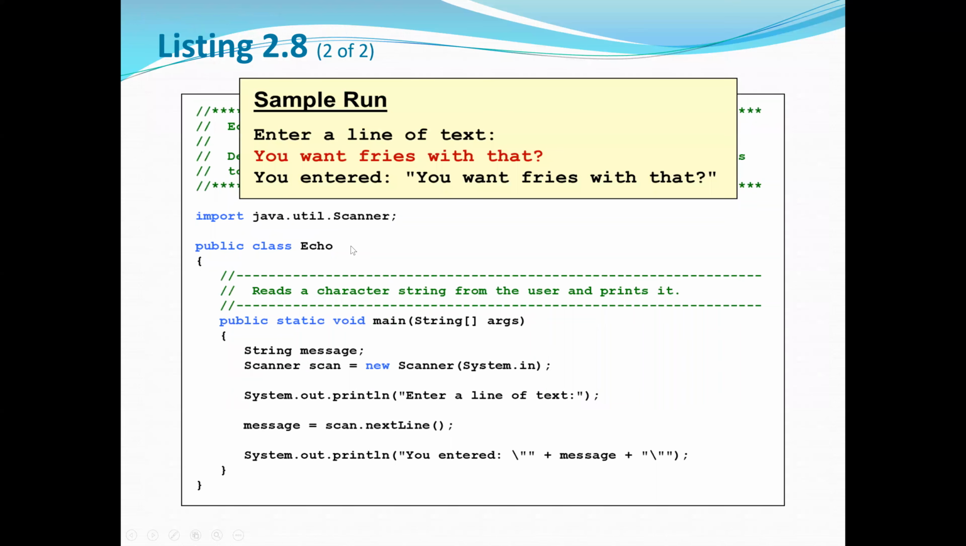So let's see the output. You can see when we run the program, the first System.out.println said, "Enter a line of text." We are using println, so the cursor will move to the next line. So the user enters, "You want fries with that." And so that's what the user entered. Then we print System.out. We start with the double quotation, as we said, and we print the content of the message which the user entered, You want fries with that, and then the double quotation again.